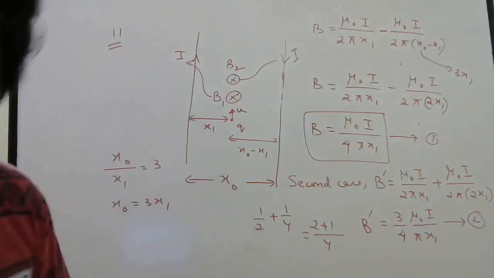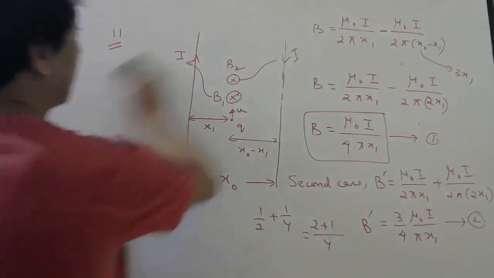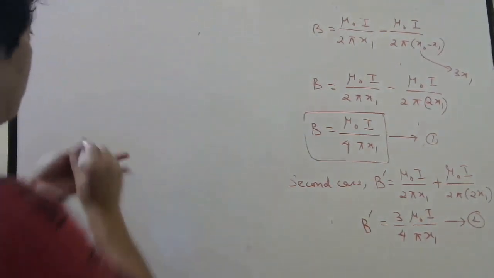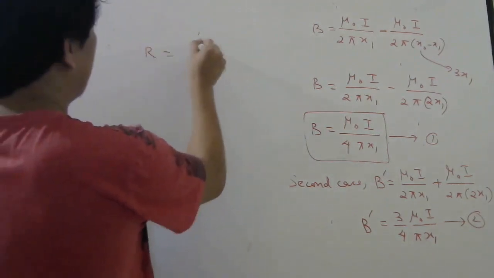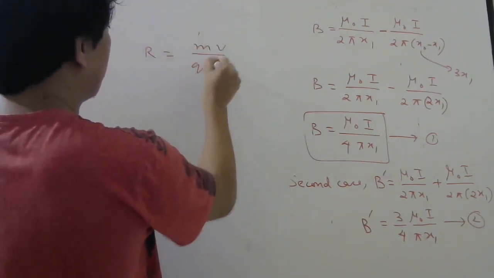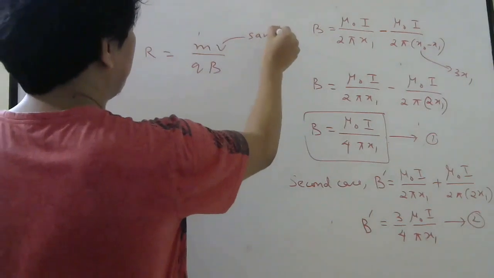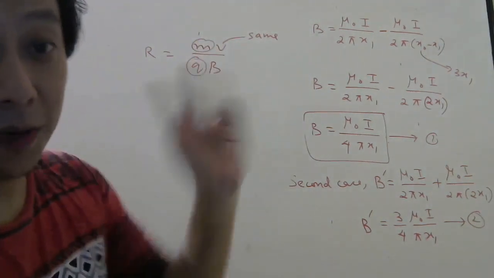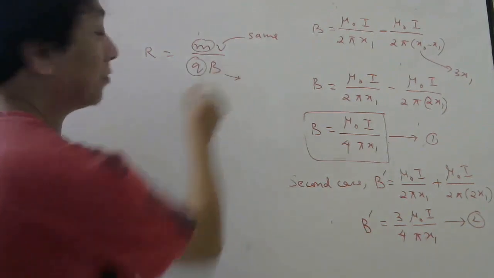Now in the first case, the radius they told is r1. The radius of curvature is r1. Okay. Now what is the formula for the radius of curvature? mv by qB. v is the same. Mass and charge are the same because the same particle is moving. But in the two cases, the magnetic field is different. Correct or not?